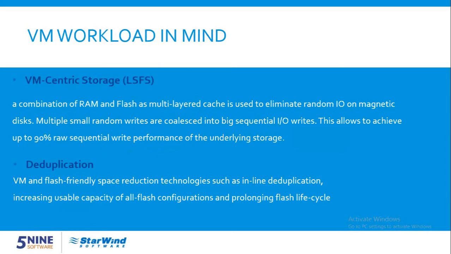We use a combination of RAM and flash to absorb random I/O and thereby offload that of magnetic disks. And then the so-called I/O blender, which comes from the virtualized environment, like a lot of small random reads and writes, are packed into big sequential writes, and this allows us to achieve not the IOPS characteristics of the storage, but the throughput characteristics of the storage.